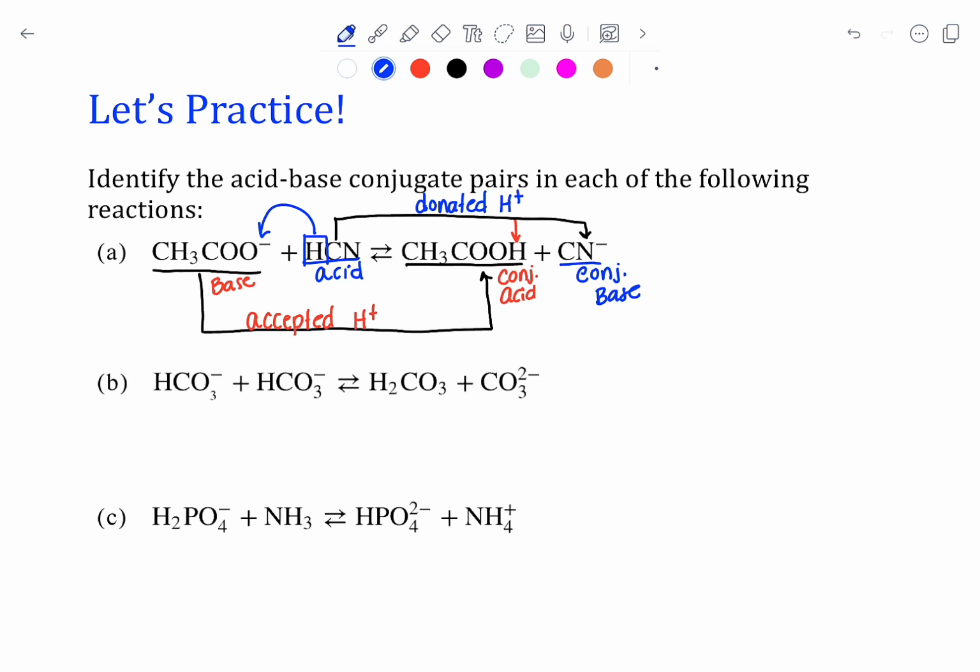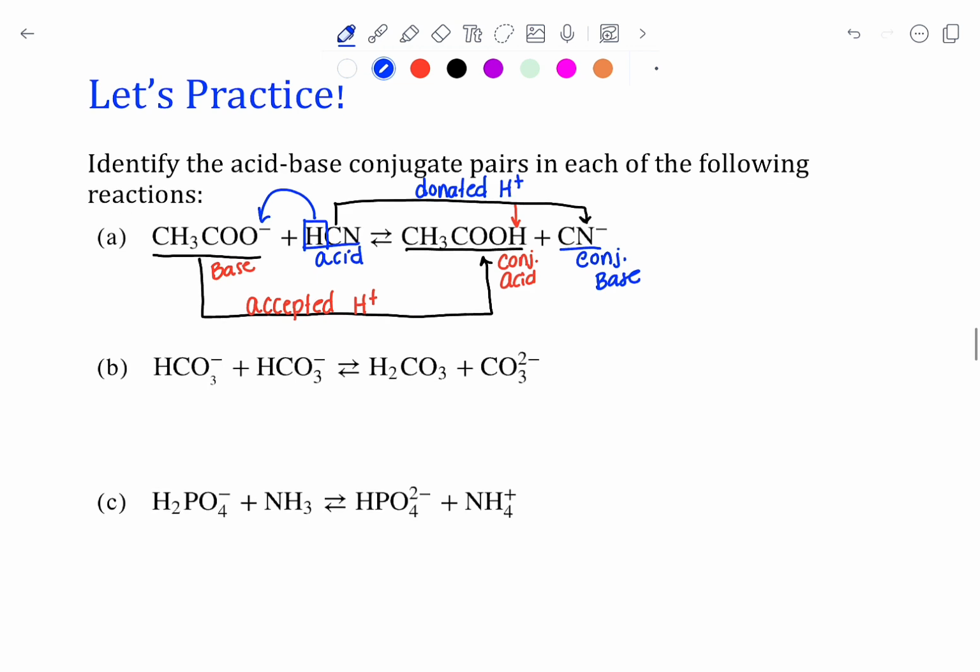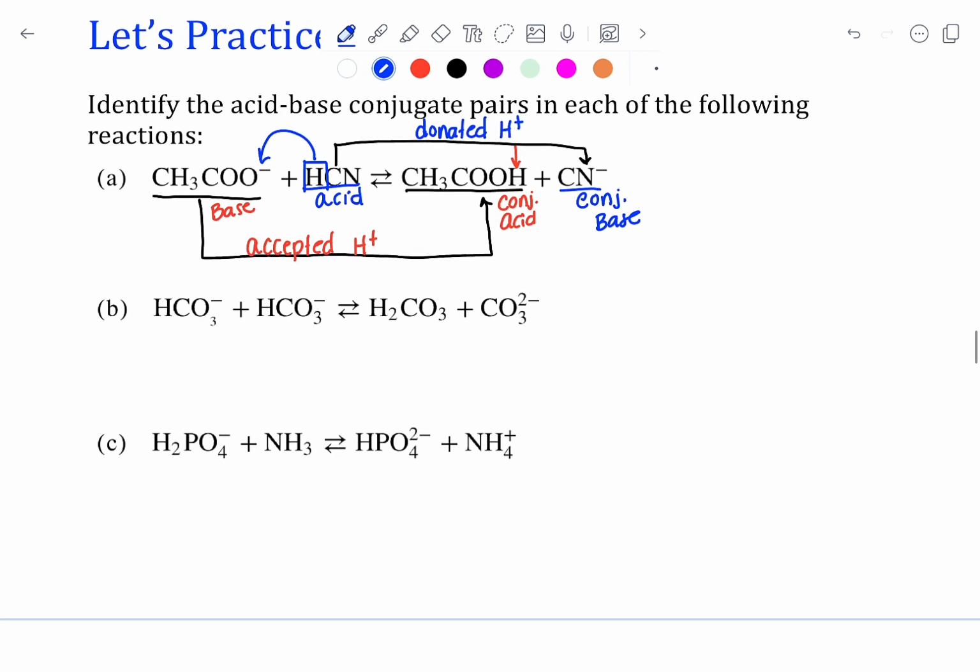So as we're seeing, the acid and the base are going to be on the reactant side, and the conjugate acid and the conjugate base are going to be on the product side. So conjugate just means what it turned into in the chemical reaction. Now what I want you to do is pause your video and try these last 2 examples on your own, and then come back to check your work with me in the video.